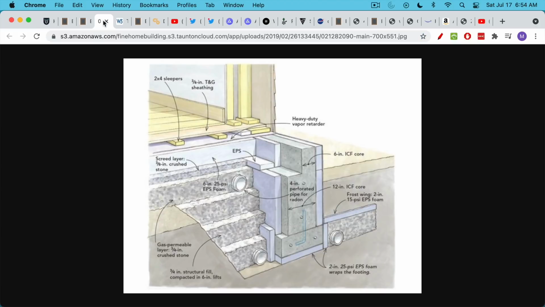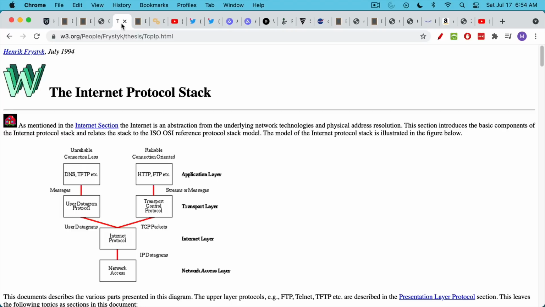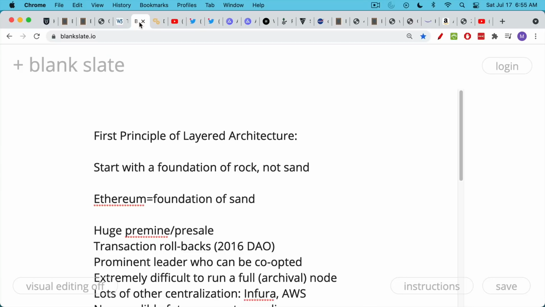Whether you're building a house, you build on a very firm foundation and you have different layers from the bottom of the house, from the foundation or the slab, to the top. It's the same way that the internet has grown as well. You've got the network access layer, the internet layer, the transport layer, and then on top of everything, you have the application layer and probably layers on top of that. So this kind of layered architecture exists in the world of software and in the world of real physical objects like homes.